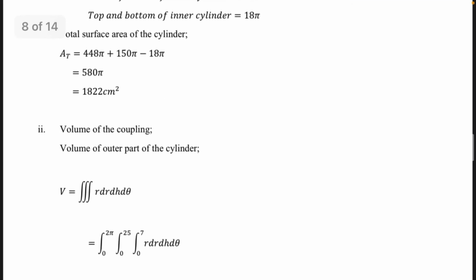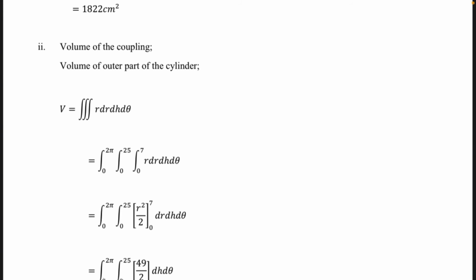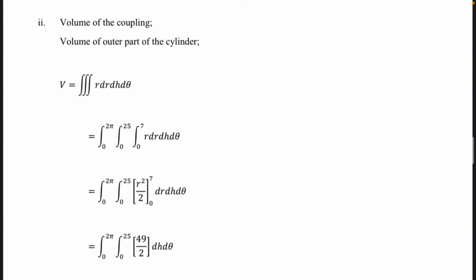Okay, next part is the volume of the coupling. How to get the volume of the coupling is the same as the conventional method: the outer part of the cylinder minus the volume of the inner part of the cylinder. Using the integral method, which is the triple integral, the triple integral consists of integral r dr dh d theta, which integrates the innermost part first. It's the same, we key in the limits from the measurements.